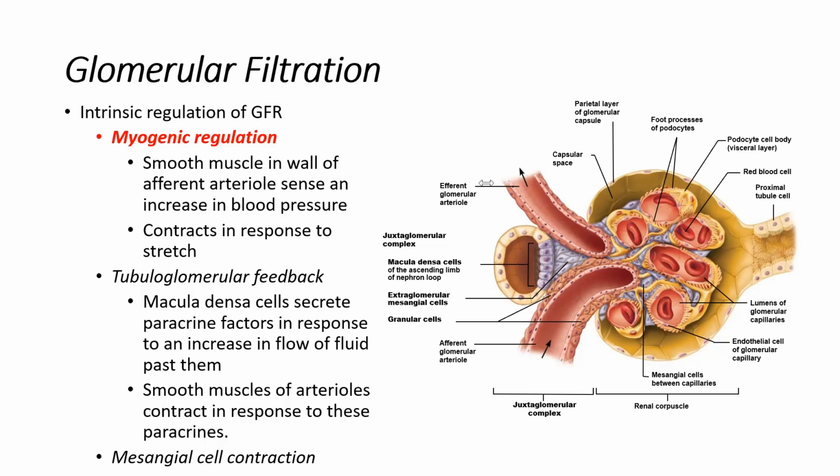And so that is the mechanism that is responsible for regulating our arterial radius, but also responsible here for regulating our GFR. So the smooth muscles that are lining the afferent arteriole specifically are going to sense the increase in pressure that's coming in, and they're going to contract in response to an increased stretch.